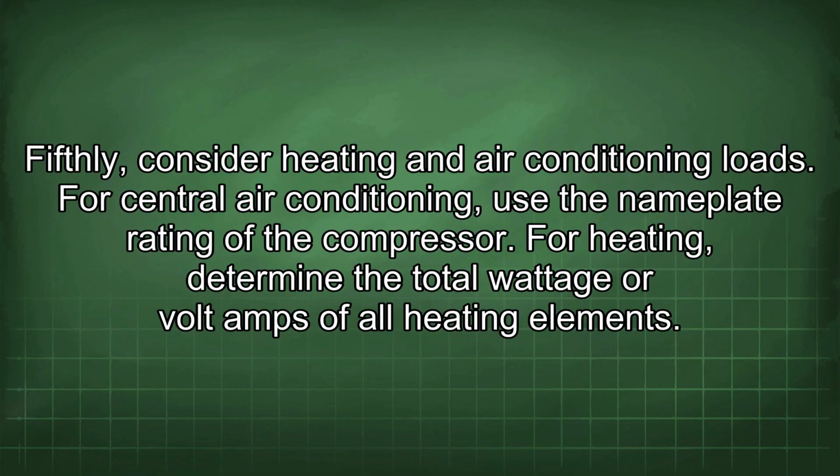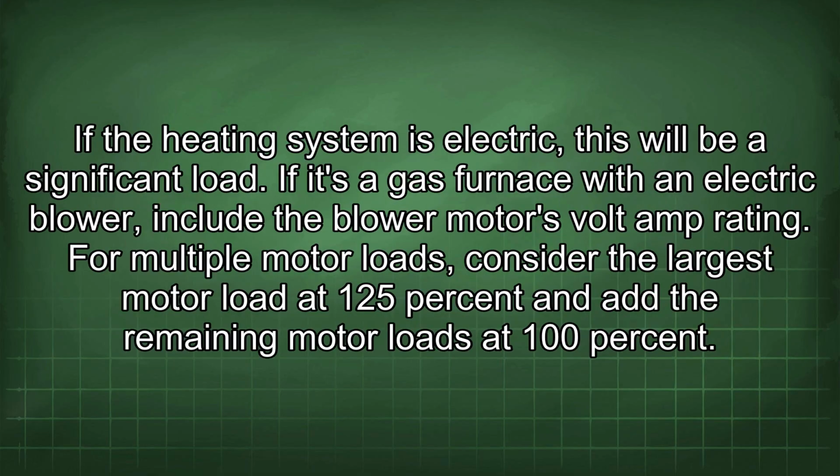Fifthly, consider heating and air conditioning loads. For central air conditioning, use the nameplate rating of the compressor. For heating, determine the total wattage or volt amps of all heating elements. If the heating system is electric, this will be a significant load. If it's a gas furnace with an electric blower, include the blower motor's volt amp rating. For multiple motor loads, consider the largest motor load at 125% and add the remaining motor loads at 100%.